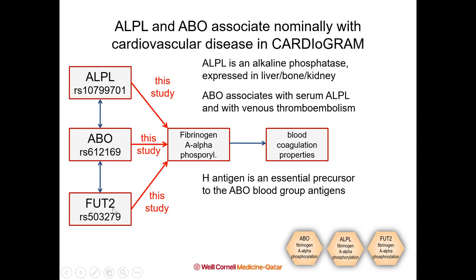Then actually FUT2 is coding the enzyme that makes the H antigen, which is glycosylated by ABO, and it's the precursor of the H antigen of the blood group.